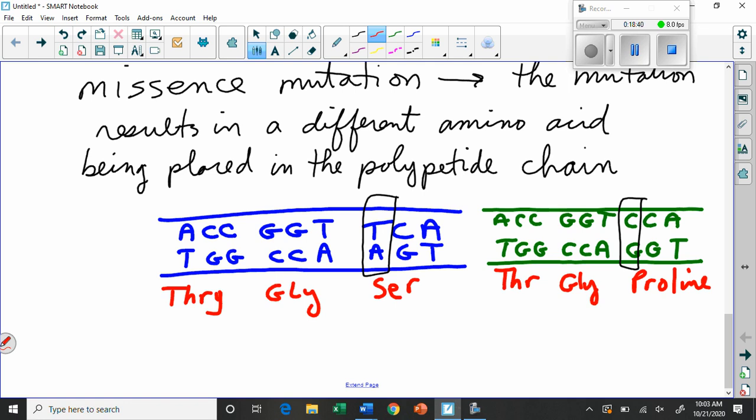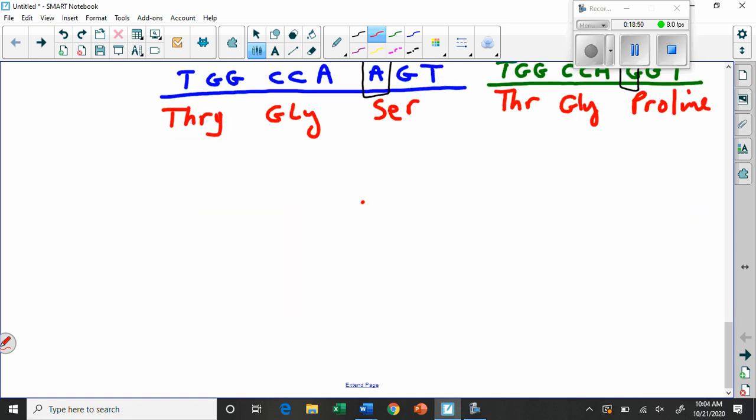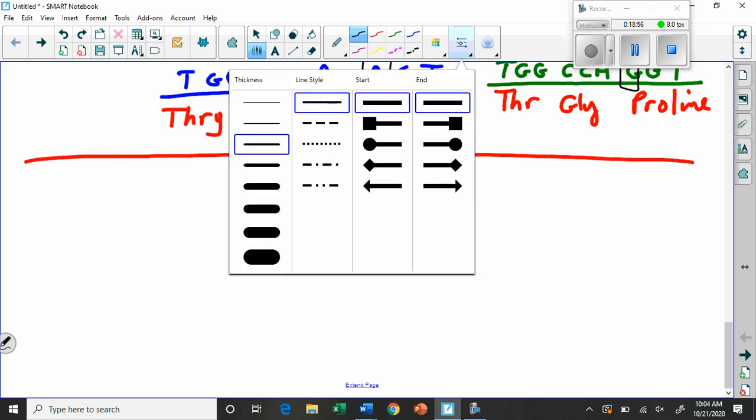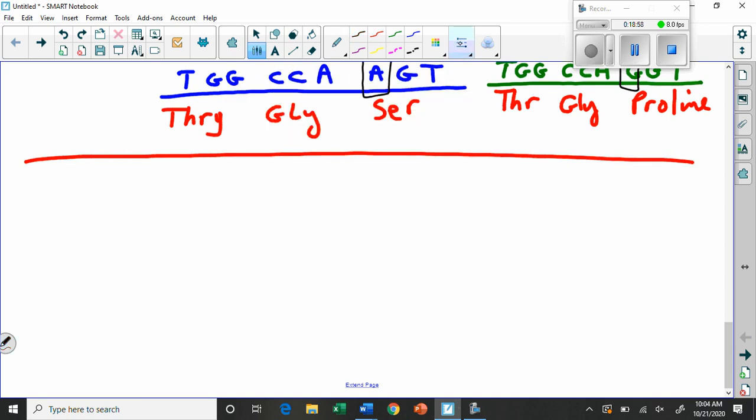A missense is when you get a new amino acid in the chain. Okay? Fair enough? Pause? Okay, let's carry on. I'll draw a line here. Go back to black. All right. The next one we'll do is what's called a nonsense mutation.